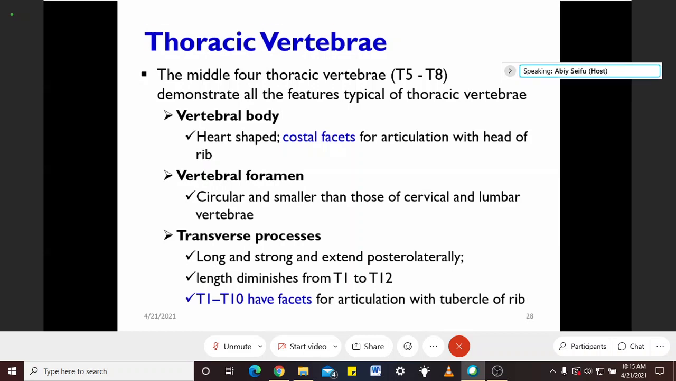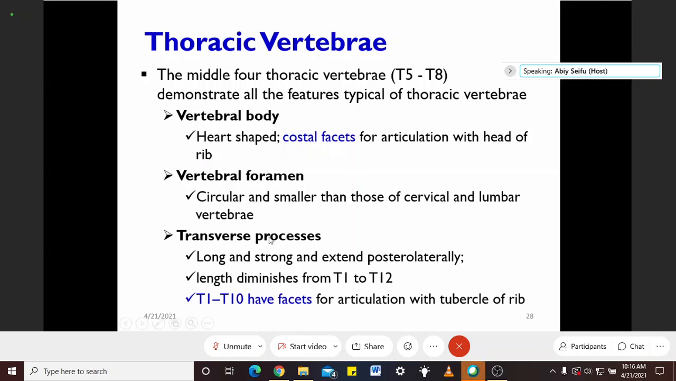For instance, the vertebral body is heart-shaped, and has a facet for the articulation of the heads of the ribs. And the vertebral foramen is smaller than the cervical and the lumbar. Again, it is circular, whereas the vertebral foramen that is found on the cervical and the lumbar ones is almost triangular in shape.